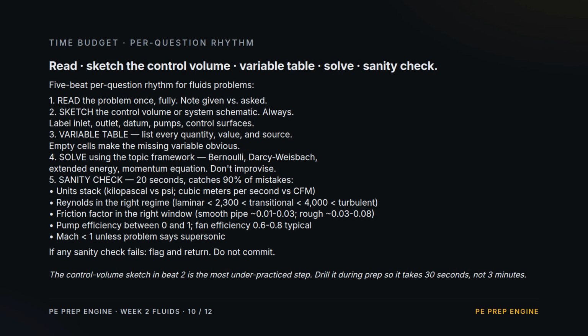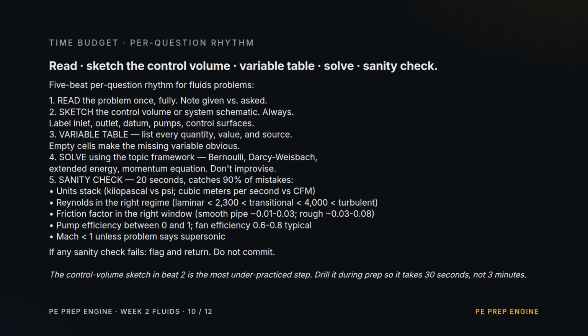Per question rhythm, 5 beats. 1. Read the problem fully. 2. Sketch the control volume. Every fluids problem deserves it. 3. Build the variable table. Every quantity, value, and source. Empty cells expose what's missing. 4. Solve using the topic framework. Bernoulli, Darcy-Weisbach, extended energy, momentum. Don't improvise. 5. Sanity check in 20 seconds.